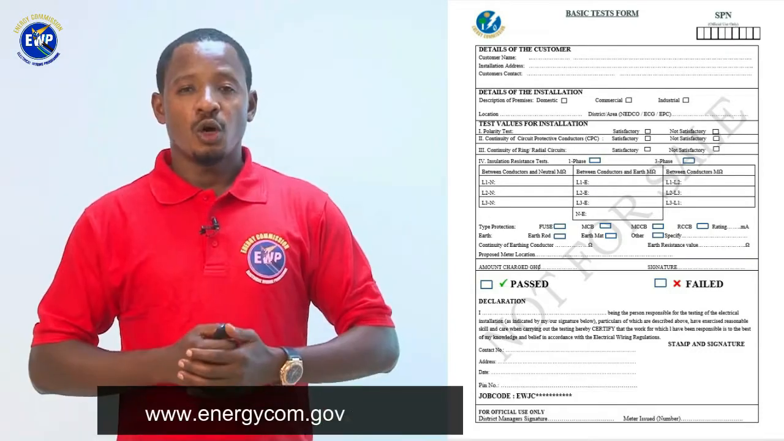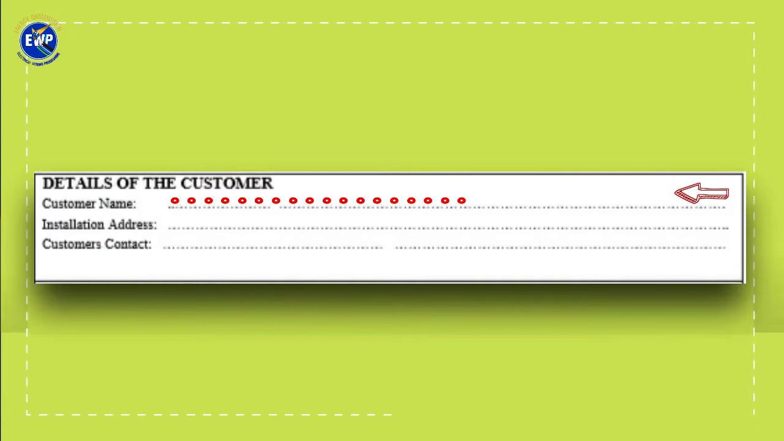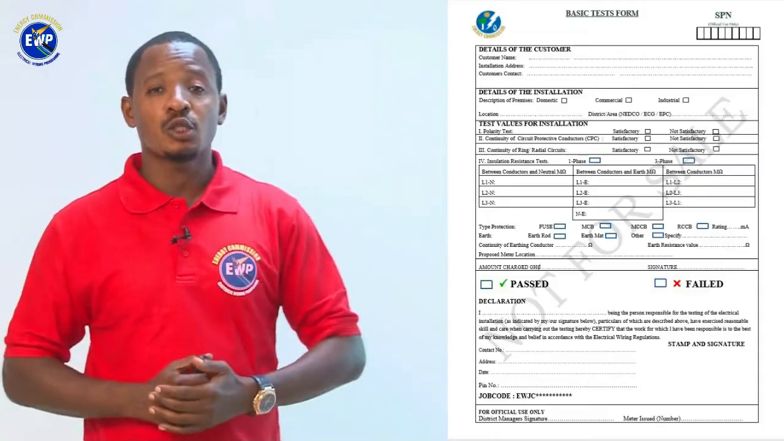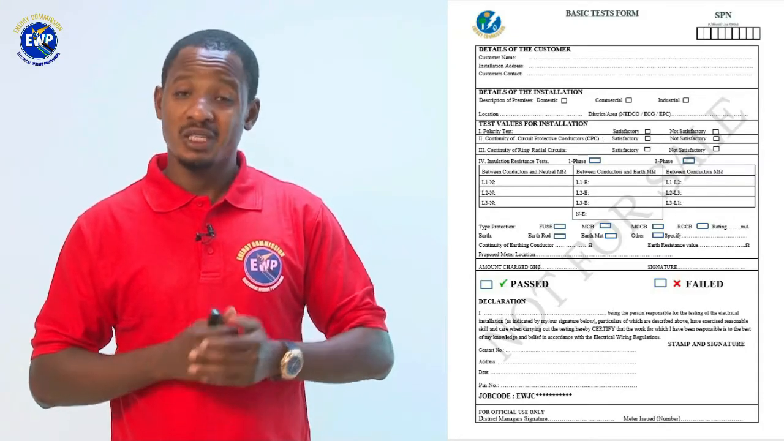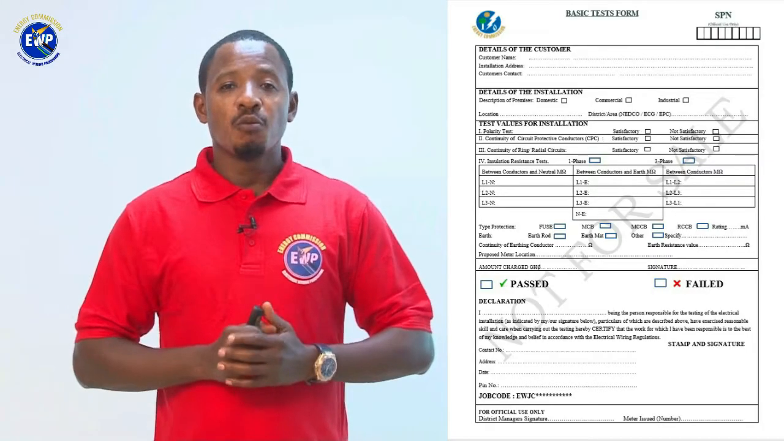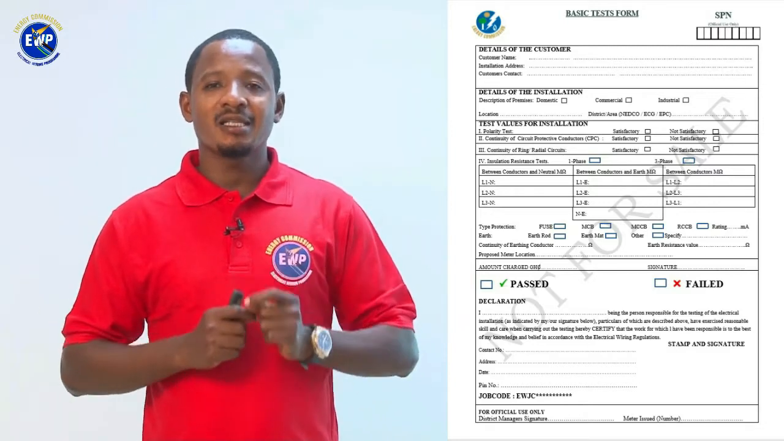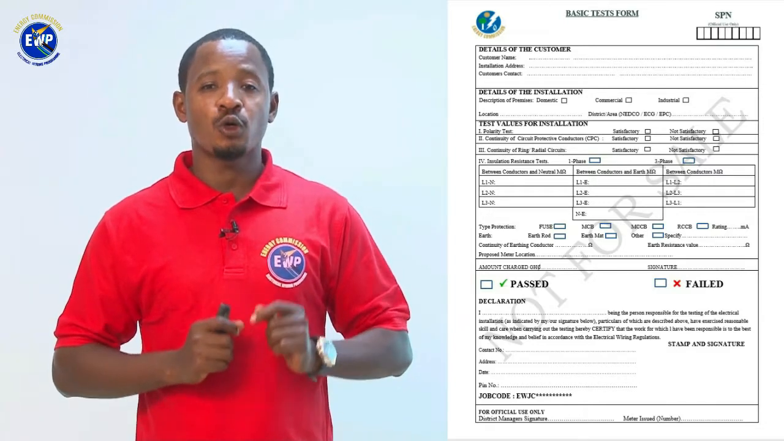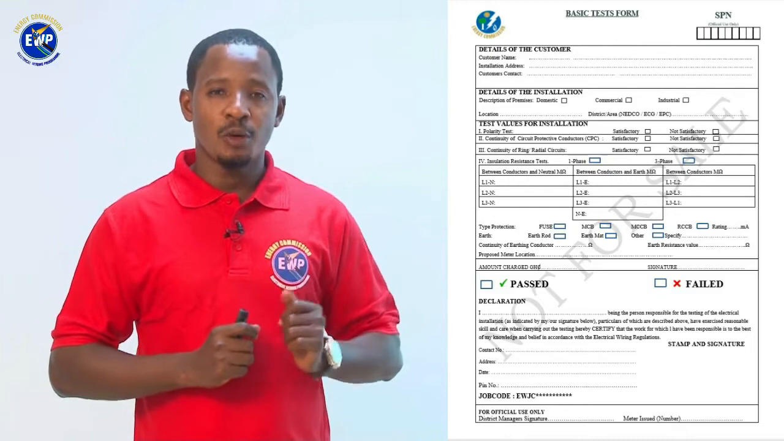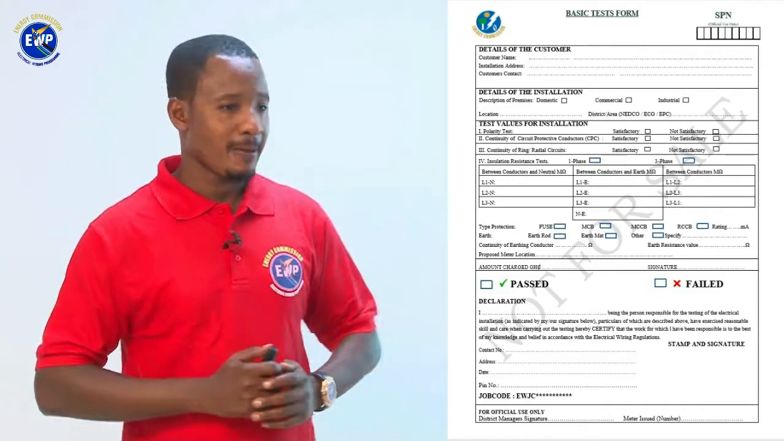Now, on the basic test form, you are required to indicate the details of the client as you did on the form A. Now, the customer's address as you did on the form A, and the customer's contact number, which is the mobile phone number. It is important to use the client's most active phone number because ECG uses such numbers for notification purposes.